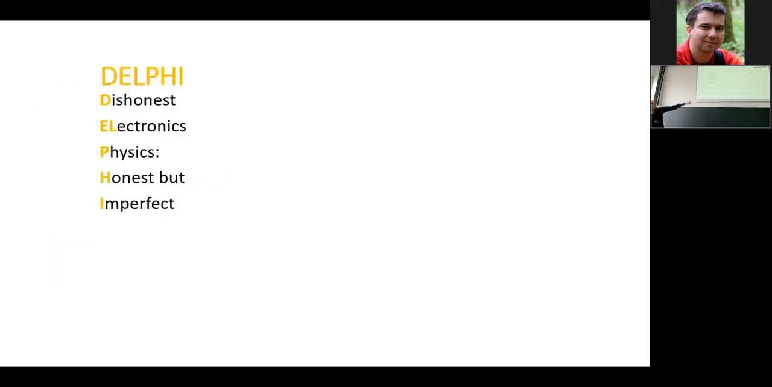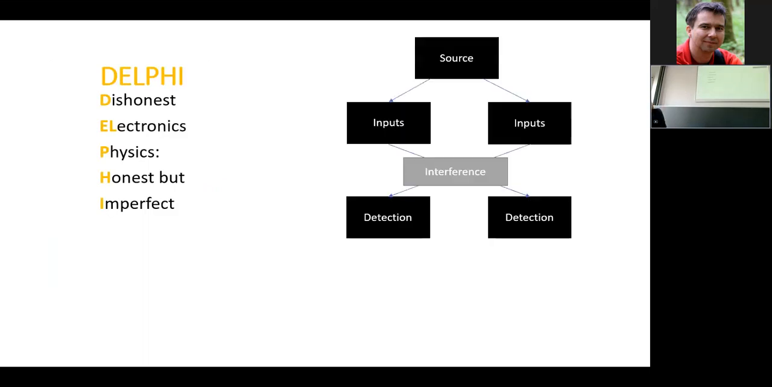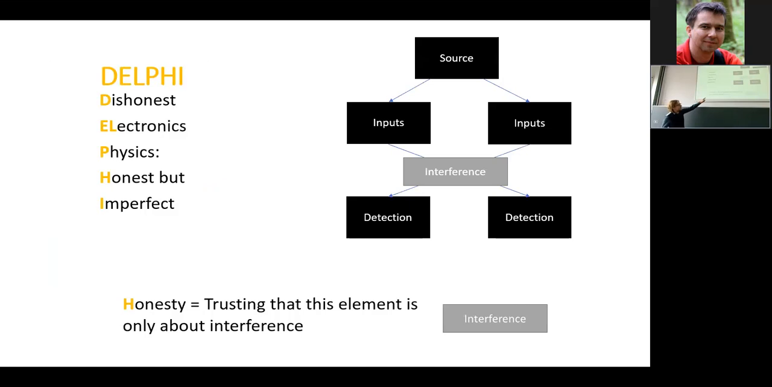And Delphi stands for dishonest electronics, physics honest but imperfect. This honesty means that I trust that the interference region is only doing interference. Physics is imperfect because I don't need to specify parameters. I don't even need to know what these inputs are actually doing to the signal, or the properties of the detectors. I only need to know the probability distribution of detections conditioned on the inputs.